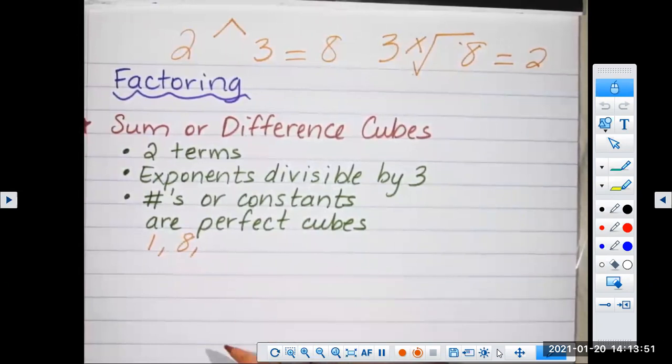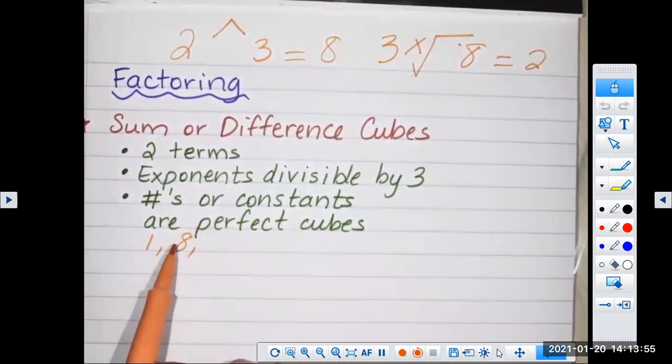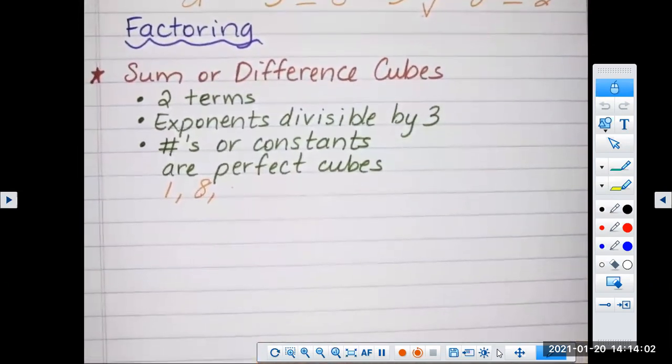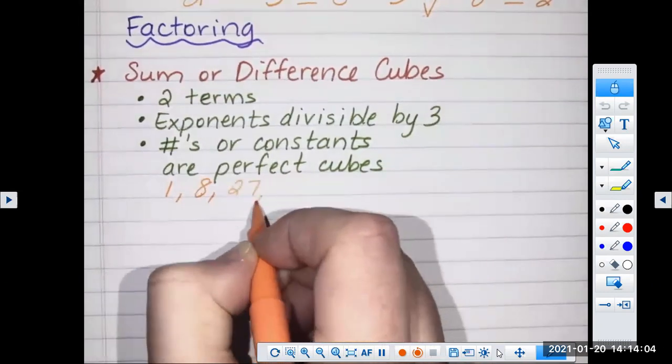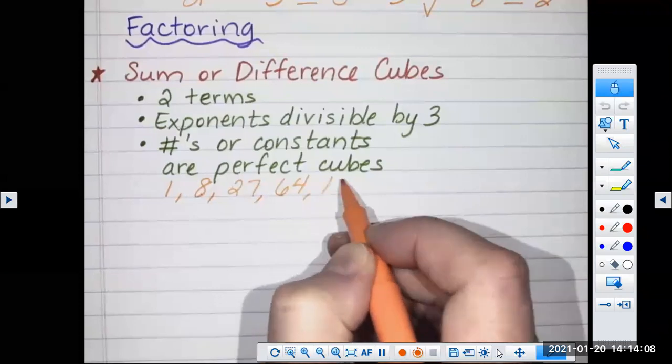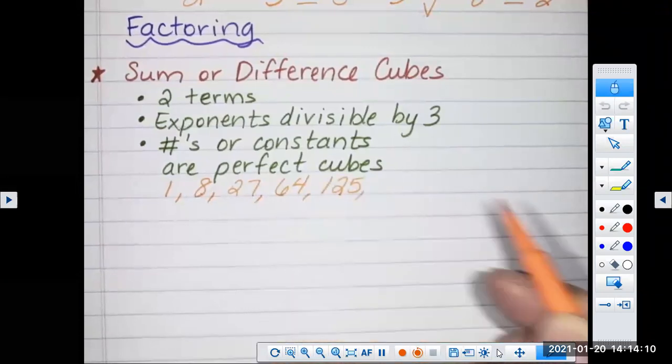5. Okay, so now that we're listing perfect cubes, I have 1 cubed, 2 to the 3rd power is 8. What's 3 cubed or 3 to the 3rd power? 27. What about 4 to the 3rd? 5 to the 3rd. What about 6 to the 3rd?